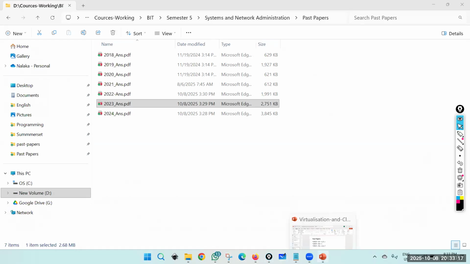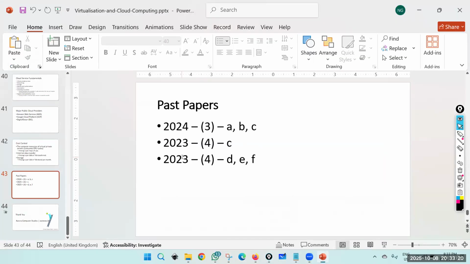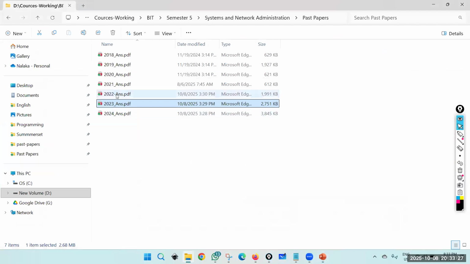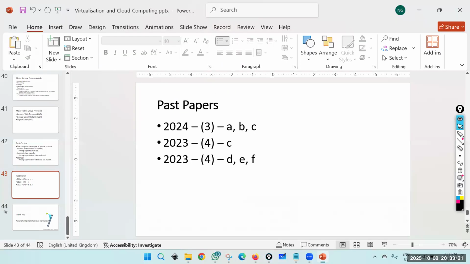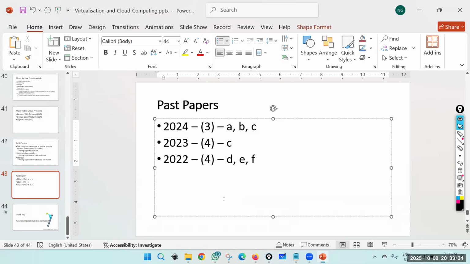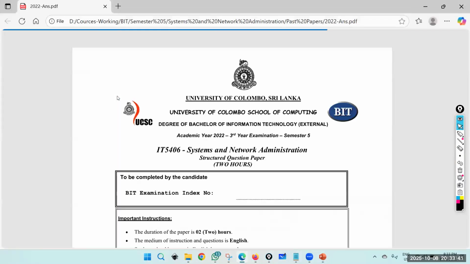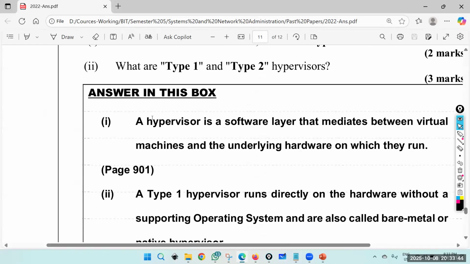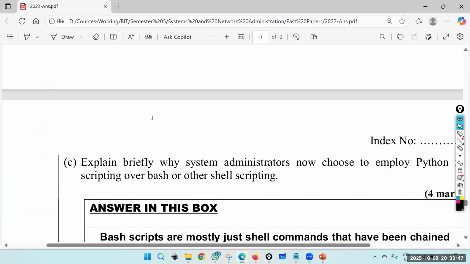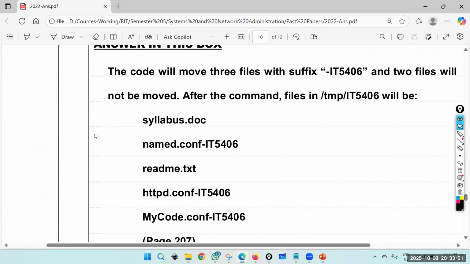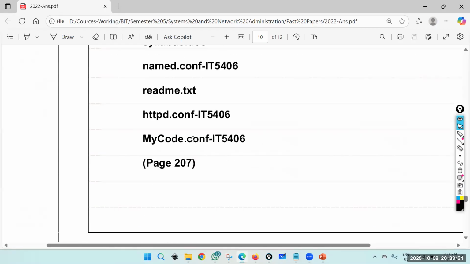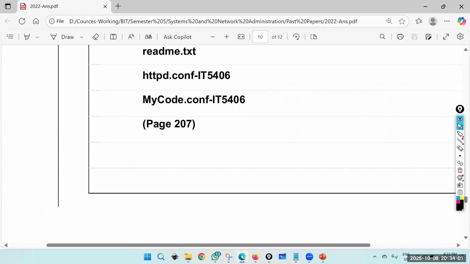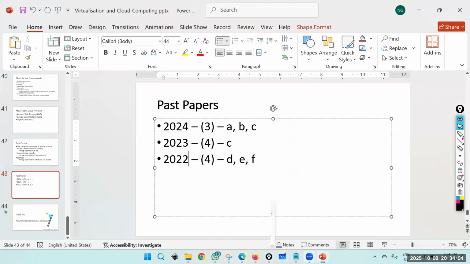Next we have the 2023. So there you have three parts, D, E, F. So it's 2022, right? Yeah, this must be 2022, 4 D, E, F. A, B, C parts are from scripting. Scripting is the one that we are going to do next. It's like a programming topic, a very easy topic. Right? 2022 DEF.